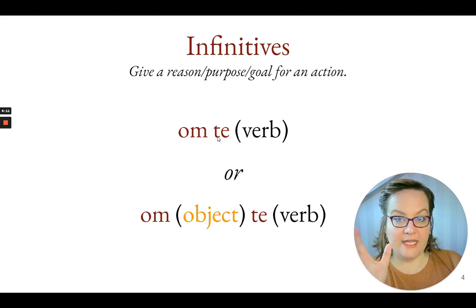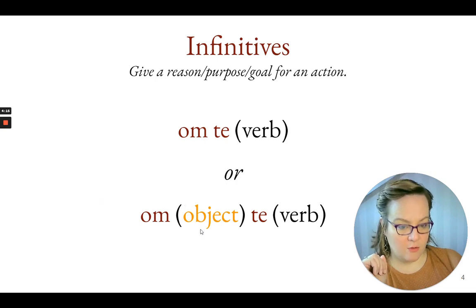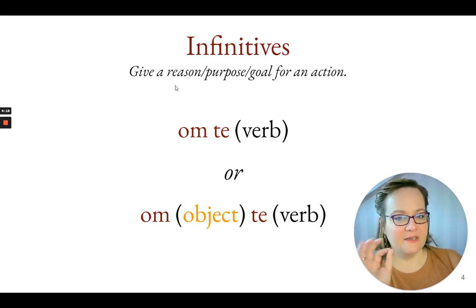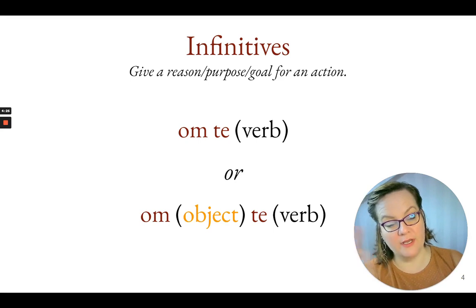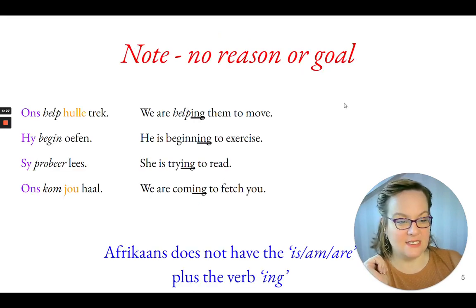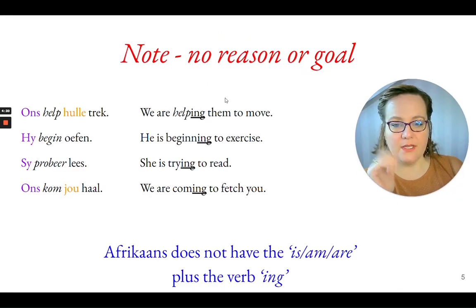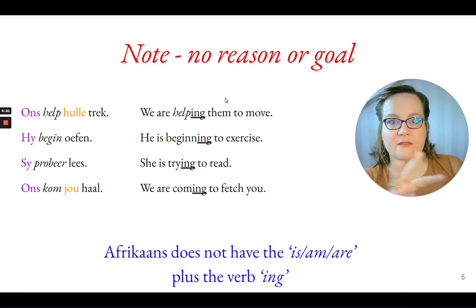So for today in this lesson, we're doing om, te and a verb, and om, object, te, object, and a verb. And the infinitives give a reason, a purpose, a goal for why the action happened. What happened in a sentence before? Okay, so let's look at a few sentences where there's no reason for what happened.